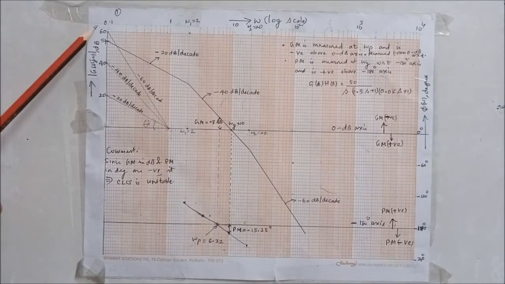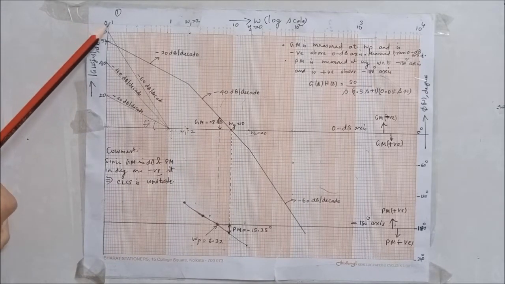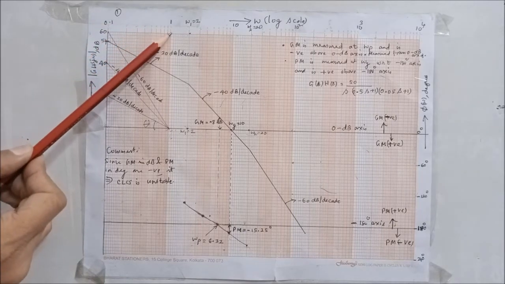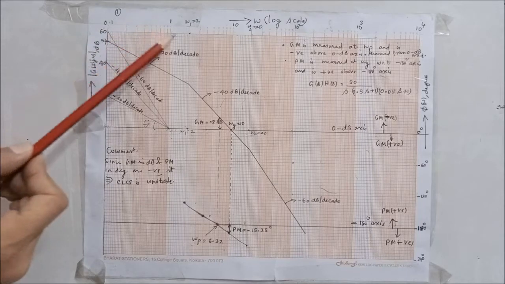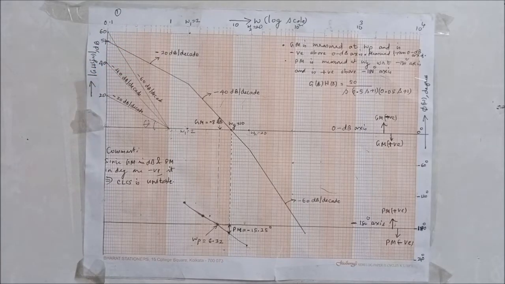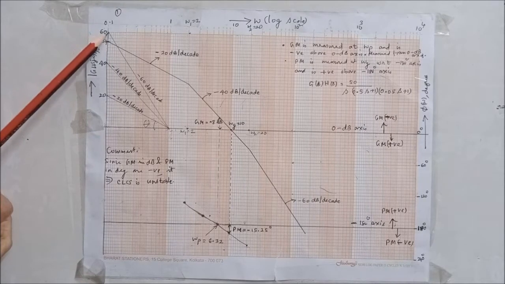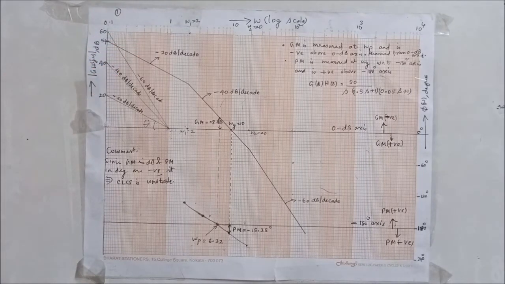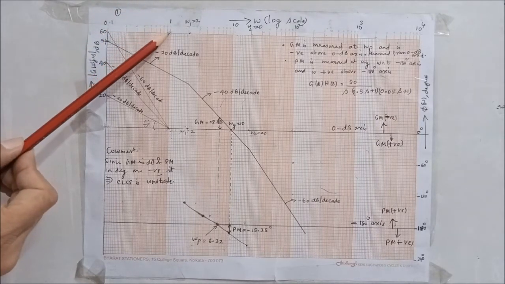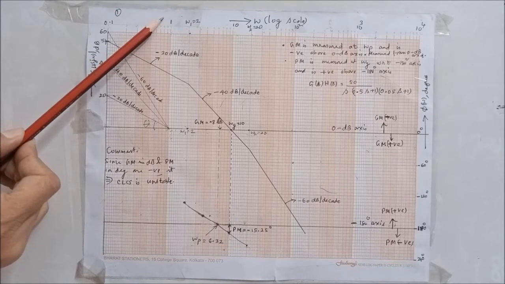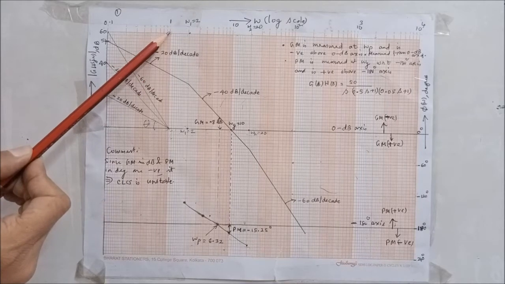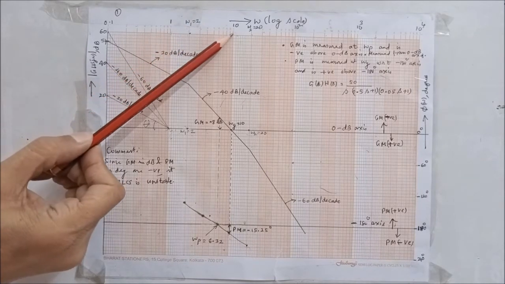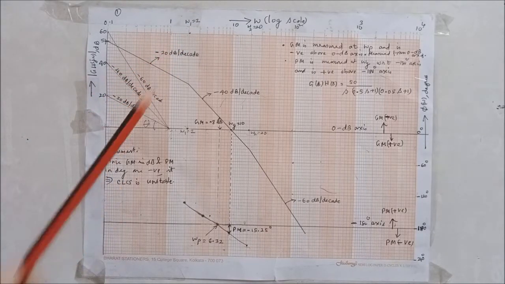If you multiply omega equal to 0.1 by 10, you get omega equal to 1. The frequency range from omega equal to 0.1 to omega equal to 1 is called a decade. Similarly, the frequency at omega equal to 1, if you multiply by 10, you get 10. The frequency range from omega equal to 1 to omega equal to 10 is also called a decade.